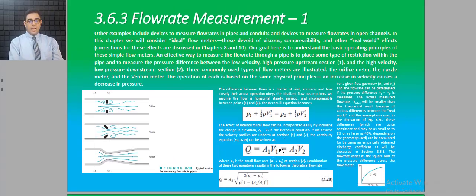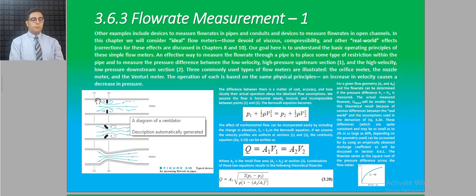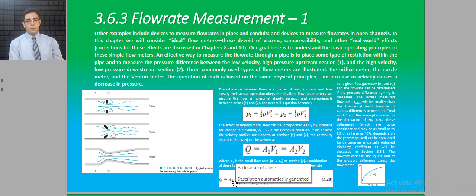Combining this and this equation, we can have the flow rate as equation 3.20. If we increase the area such that A1 is much larger than A2, we can eliminate this part and have it as Q is equal to A2 square root of 2 multiplied by (P1 minus P2) totally over density.